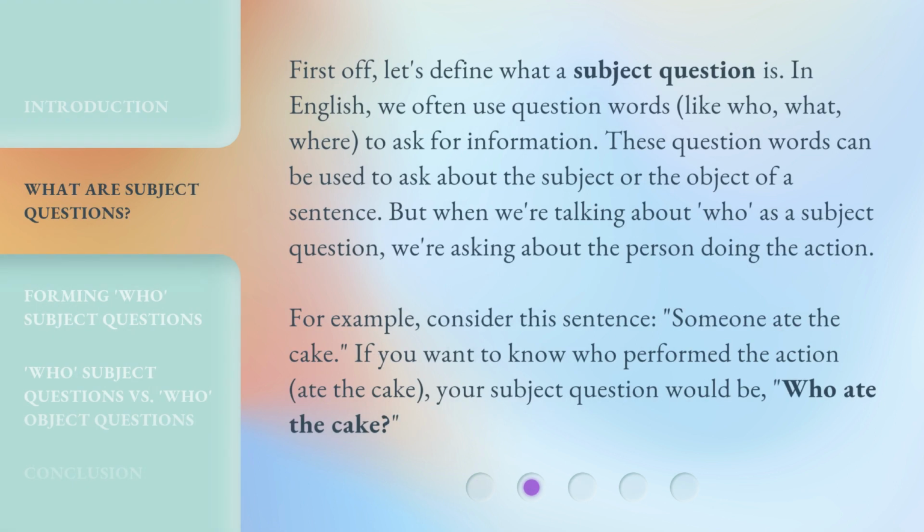First off, let's define what a subject question is. In English, we often use question words, like who, what, where, to ask for information. These question words can be used to ask about the subject or the object of a sentence. But when we're talking about who as a subject question, we're asking about the person doing the action. For example, consider this sentence: someone ate the cake. If you want to know who performed the action, ate the cake, your subject question would be, who ate the cake?